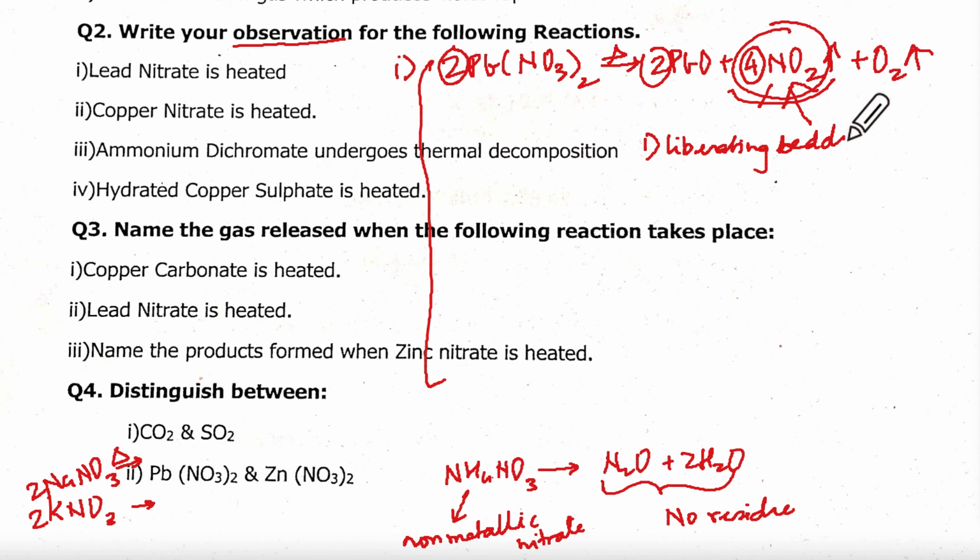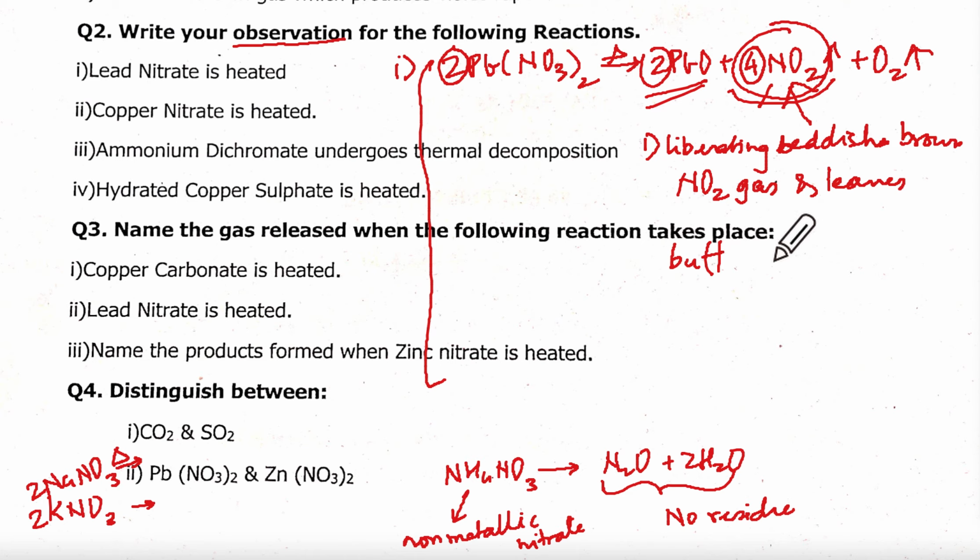Reddish brown NO2 gas, and leaves what? Leaves what residue? Litharge residue. Litharge residue, that is the name. When they ask observation, you have to say buff yellow residue, residue of litharge, you can say.